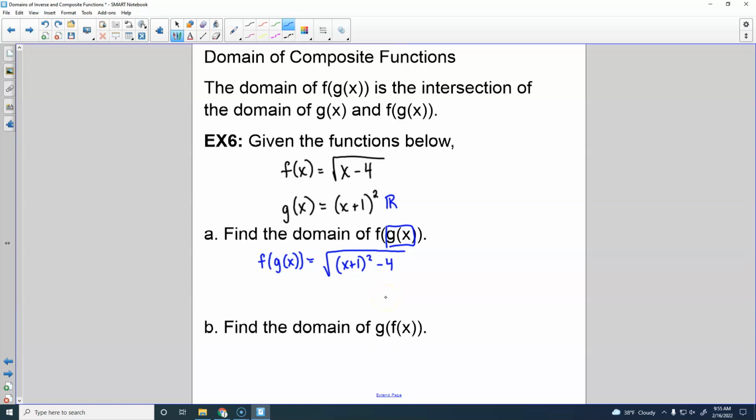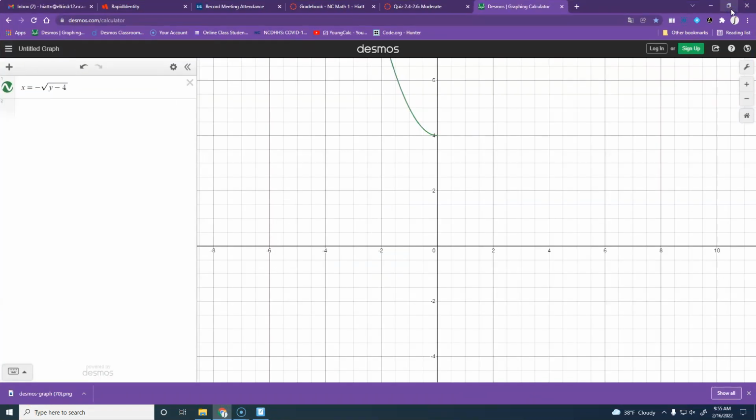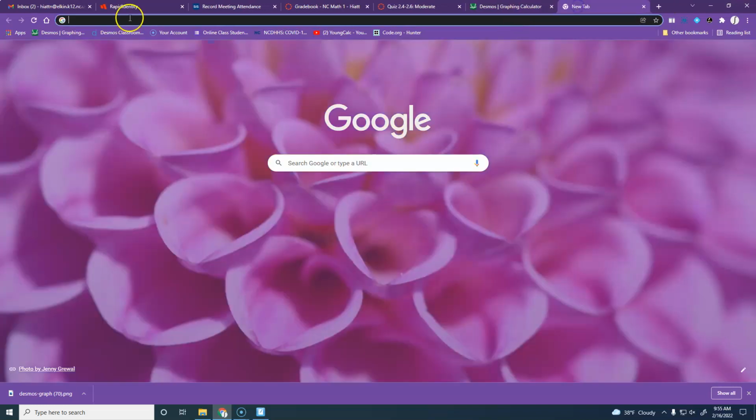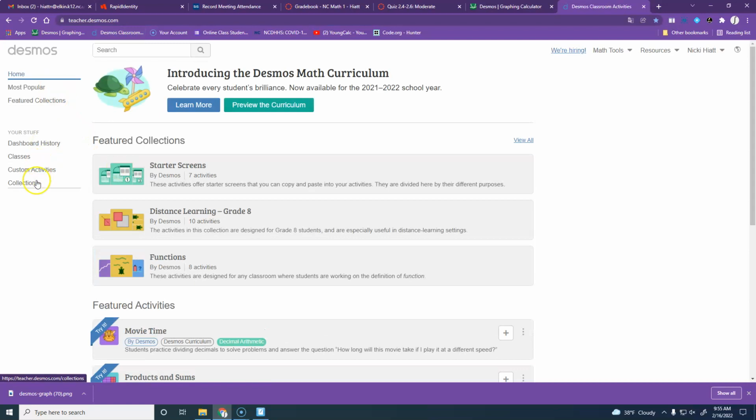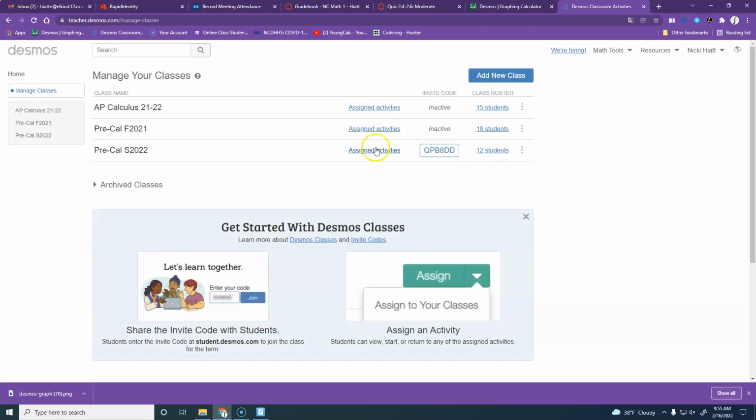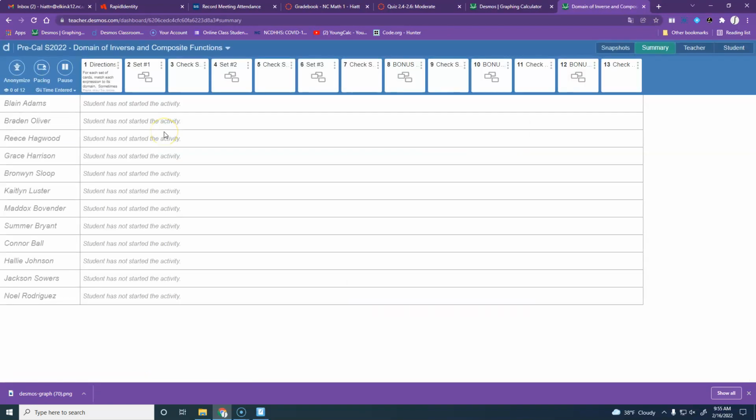Okay, we're going to stop because I want to explain what you got for homework, and time has gotten away from me. So, you're not going to do all of the homework because we didn't get to composite functions. So homework is going to be on Desmos Classroom. So let me show you what it's going to look like. You'll just go to Desmos Classroom, student.desmos.com. It should be assigned to you. I believe I've assigned it. And you're going to go to this one that says Domain of Inverse and Composite Functions.